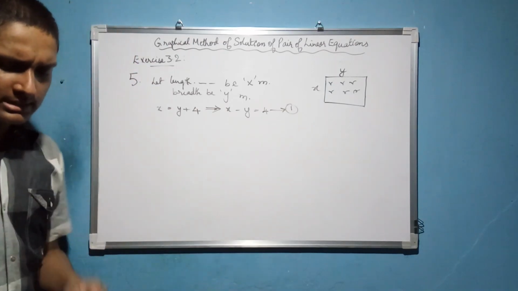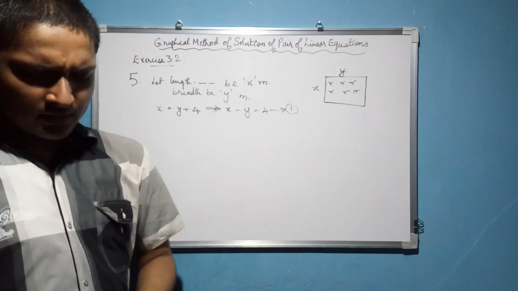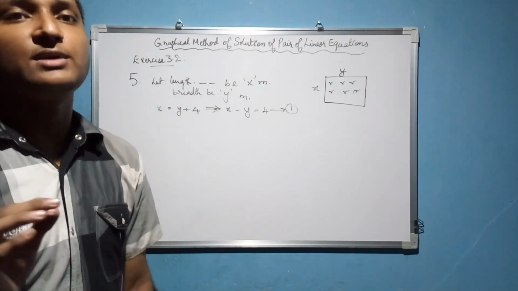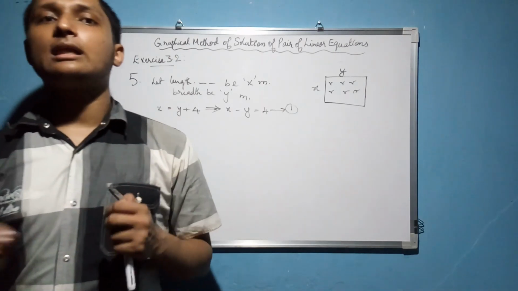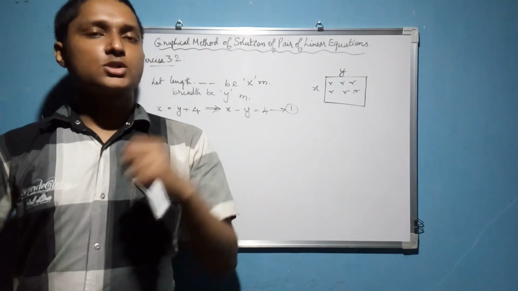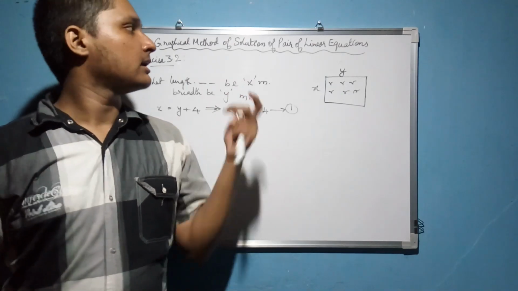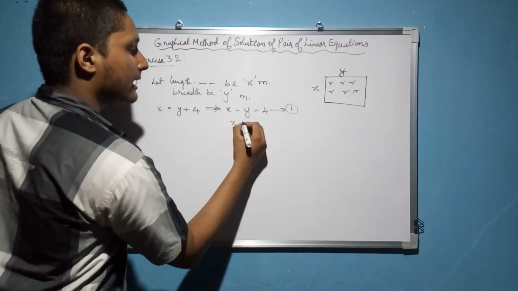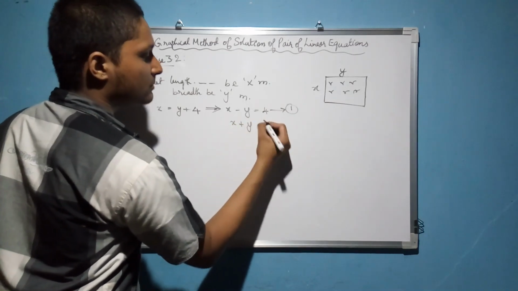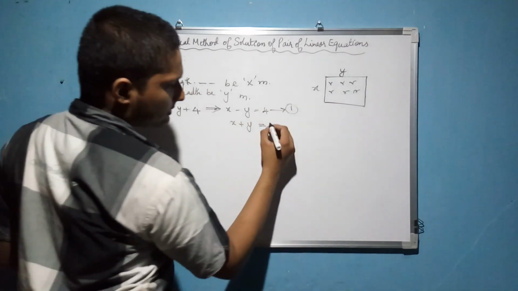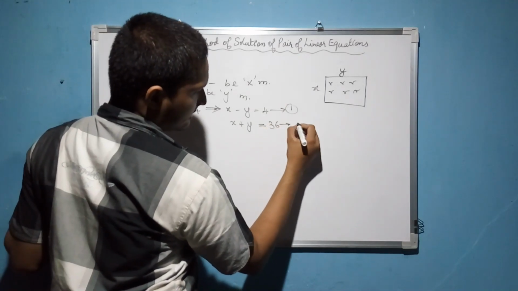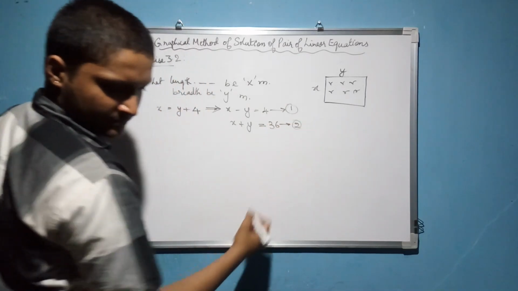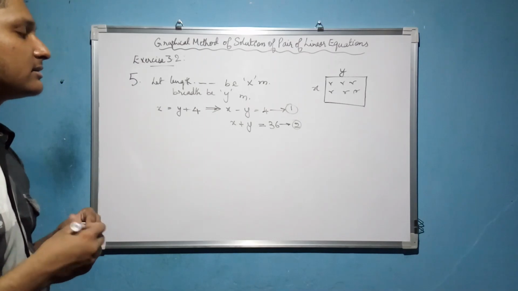The second equation says that half the perimeter of the rectangular garden is 36 meter. Perimeter of a rectangle is 2 into L plus B, so half of that becomes L plus B. L plus B stands for x plus y. Therefore, x plus y is going to be equal to 36.